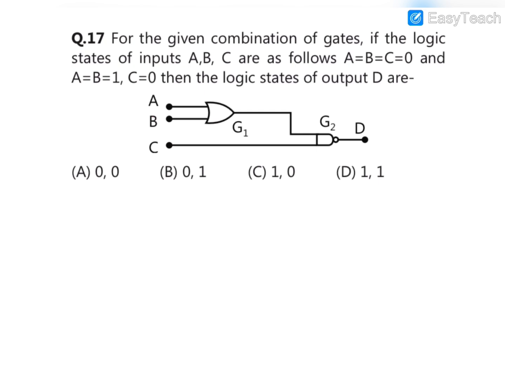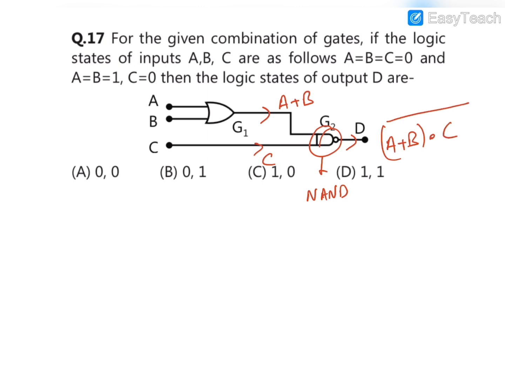So let us talk about the first case. In the first case, we can see that this is an OR gate, so its output would be A or B, and this is C. So this is obviously a NAND gate. So the output of the NAND gate is ((A or B) dot C) whole bar.